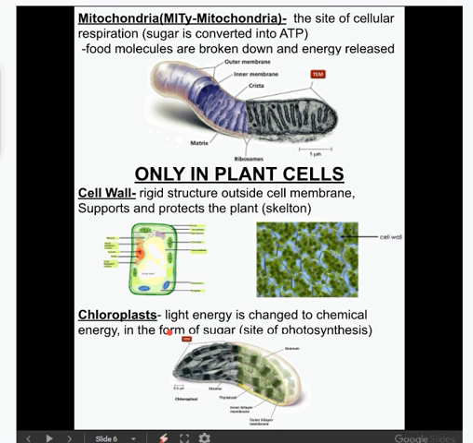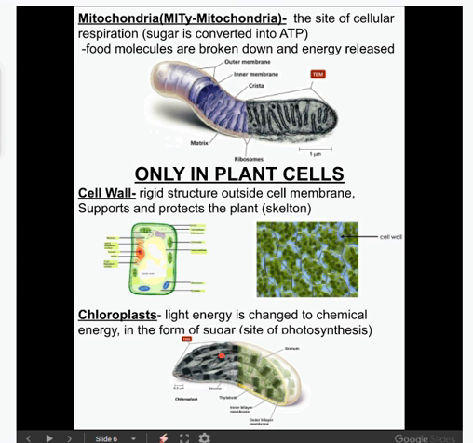In addition to having cell walls to support their shape, they also have chloroplasts. And these are the photosynthetic organelles in the organism. Light energy is changed into chemical energy, converting carbon dioxide and water into sugars. This is why plants need water and carbon dioxide, and then they can make their own sugars from that. That's what photosynthesis is, and it's done in the chloroplasts.